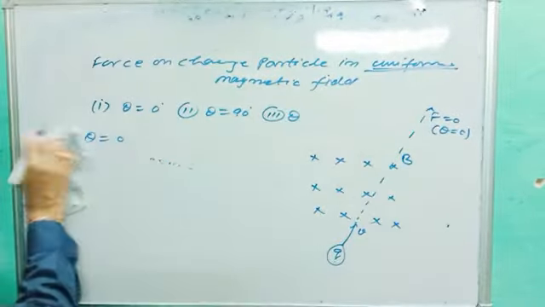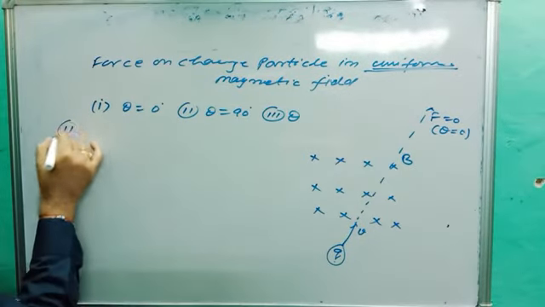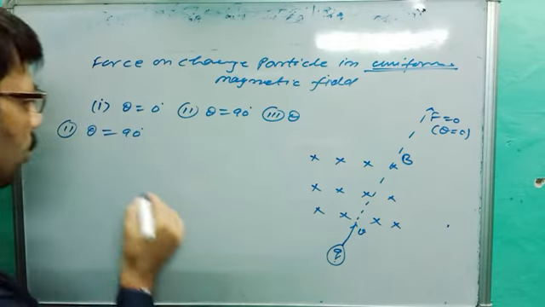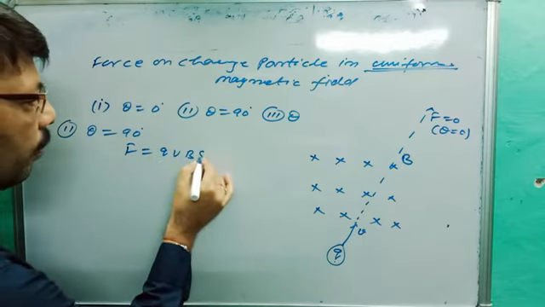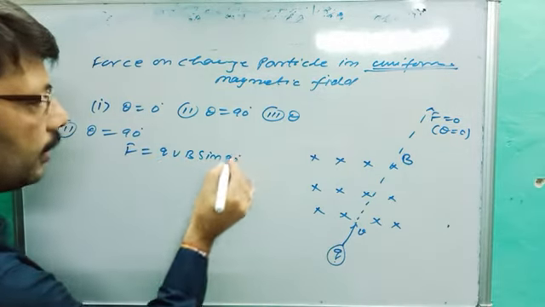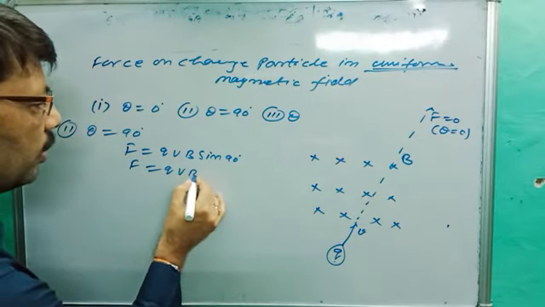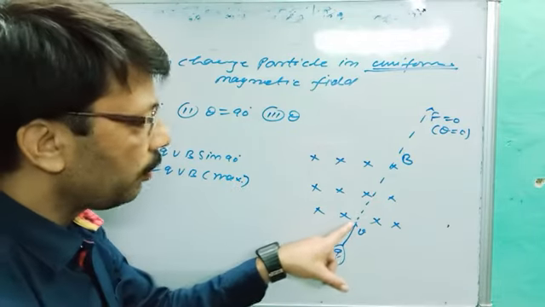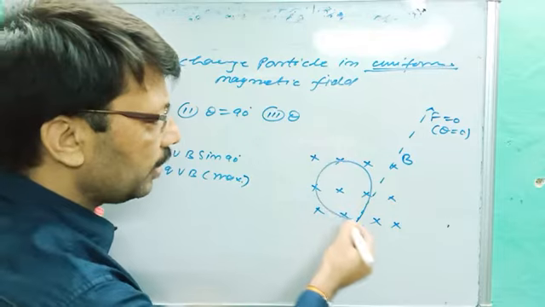Second point is very important. When theta is equal to 90 degree, you better know. Second case, theta is equal to 90 degree. At that condition, force F is equal to qvB sin 90, sin 90 is 1. You will get F is equal to qvB, and this is the maximum force. It means this charged particle will experience the maximum force, hence its path will be circular.